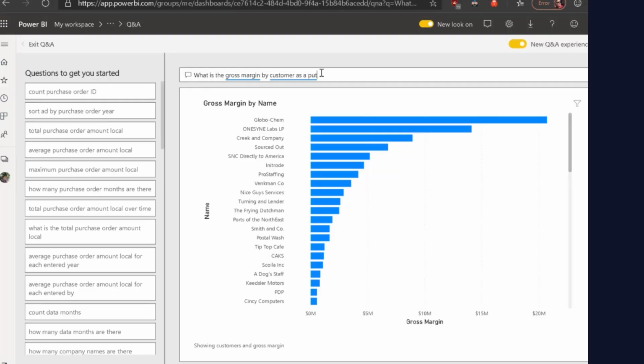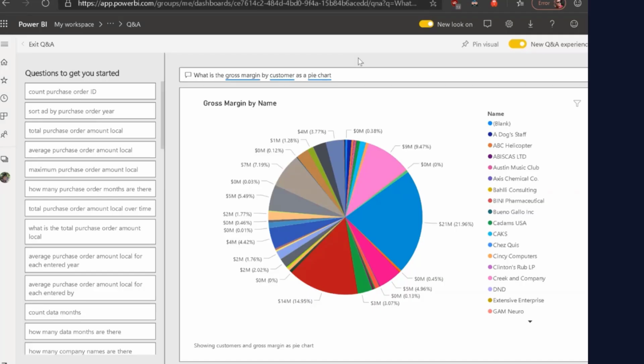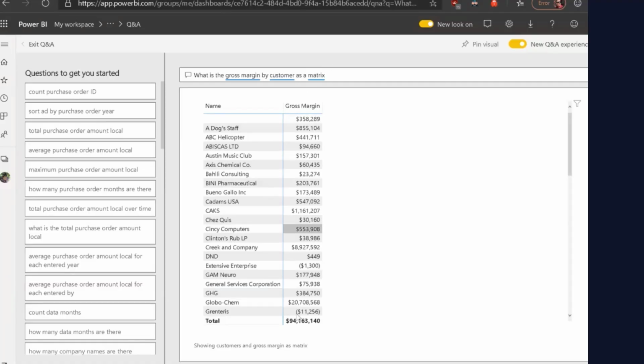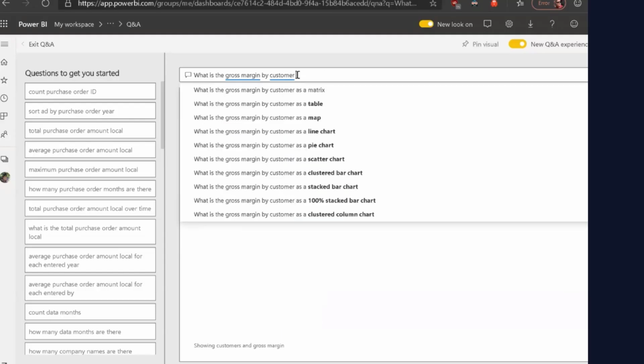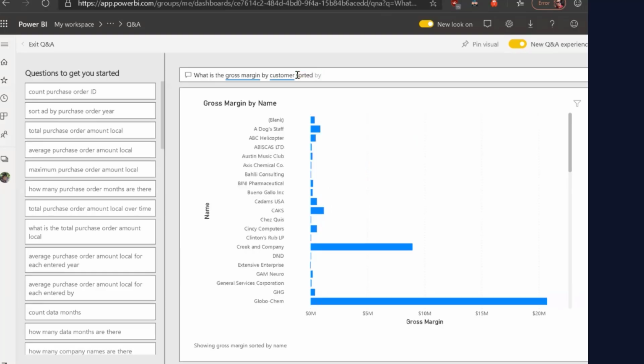As a pie chart. Hey, see, isn't that a great pie chart? Look how awesome that is. Okay. As a matrix. So if you figure out how to phrase these questions, you can create some really interesting views by customer, sorted by name. So you can start answering these questions.